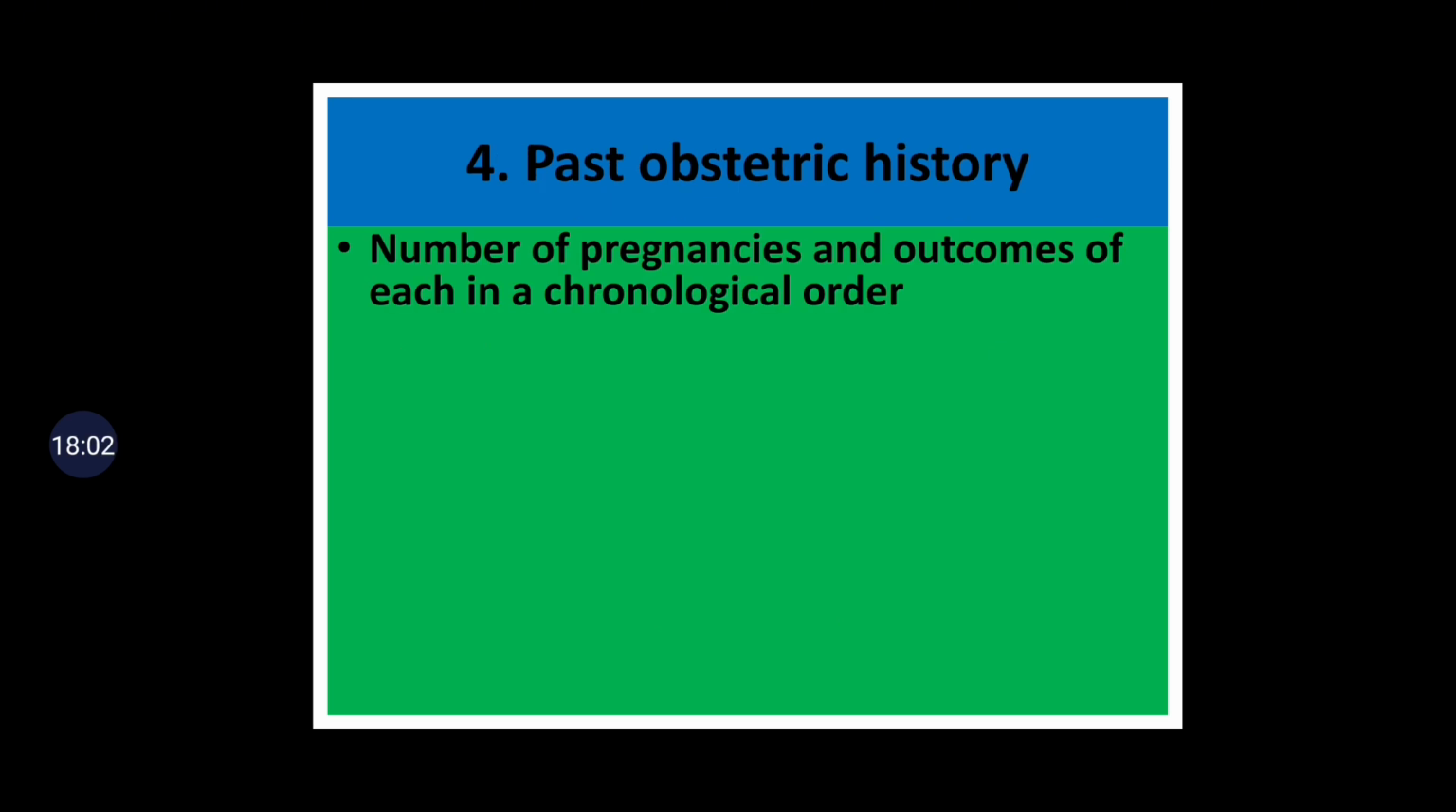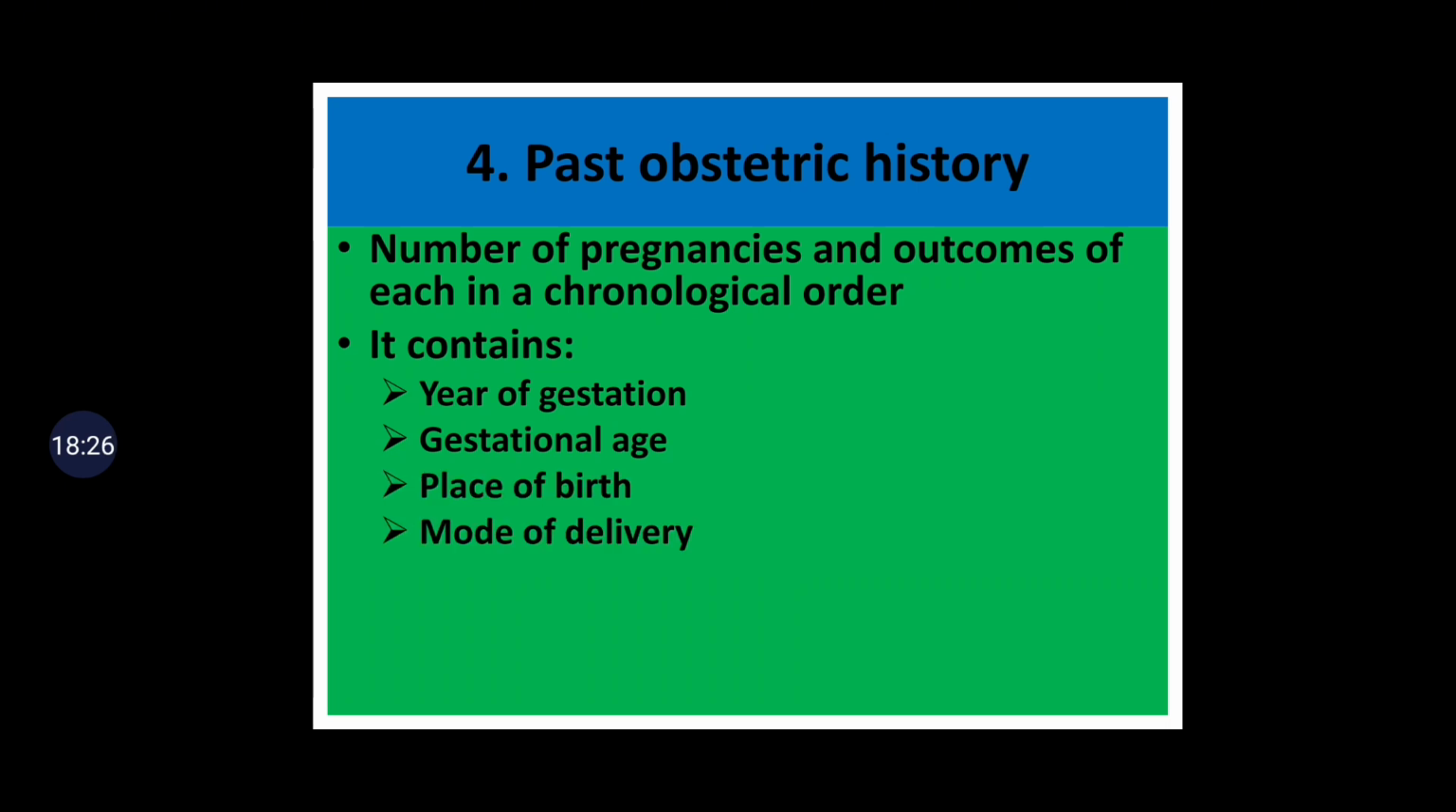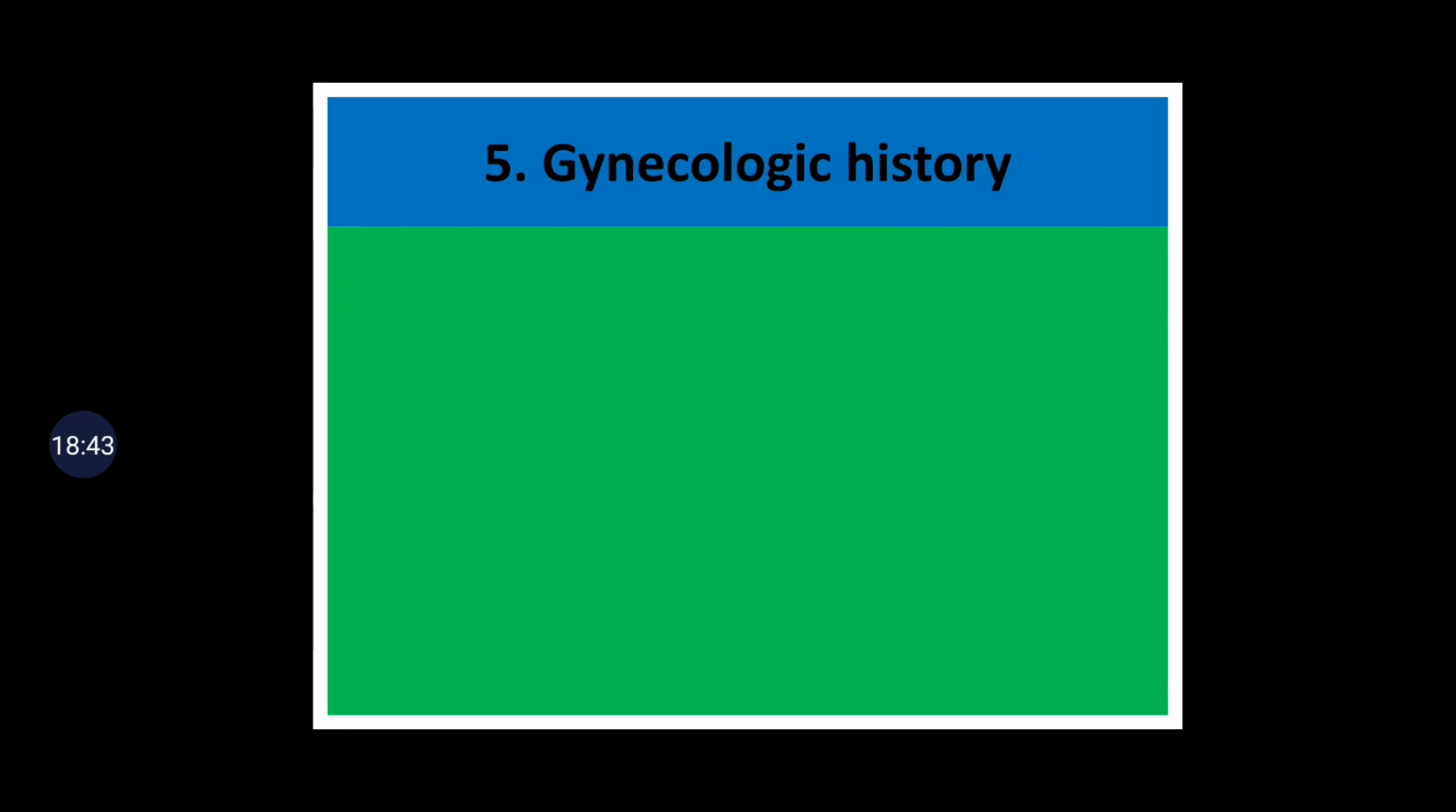The other component is past obstetric history. It is the number of pregnancies and outcomes of each in chronological order. Because some obstetric complications tend to recur in subsequent pregnancies, knowing past obstetric history is crucial, and it contains year of gestation, gestational age, whether it is preterm, term or post-term, place of birth, mode of delivery, vaginal, instrumental or cesarean delivery, birth outcome or birth weight, complications if any, including antepartum, intrapartum, or postpartum complication, and whether the child is alive or not.